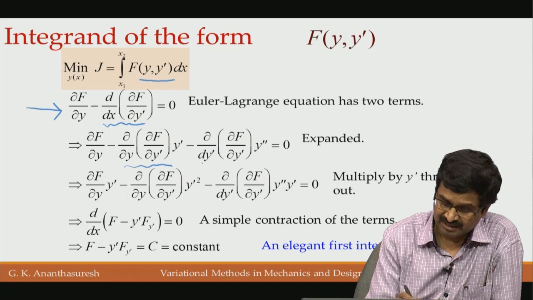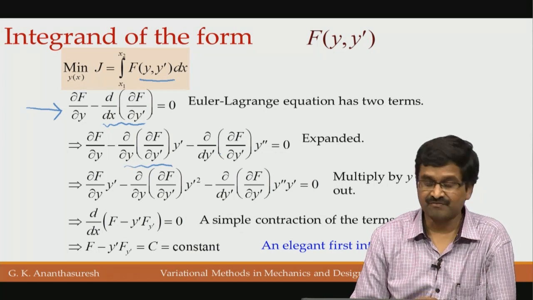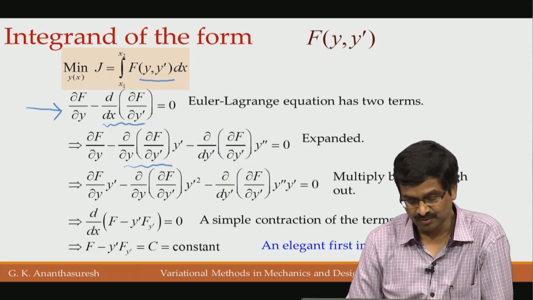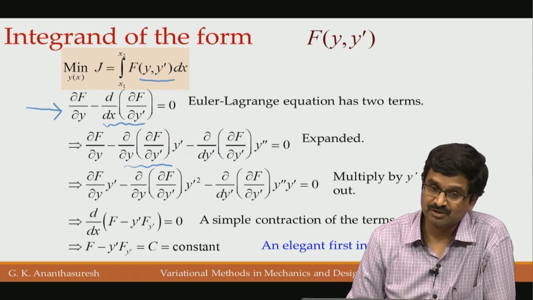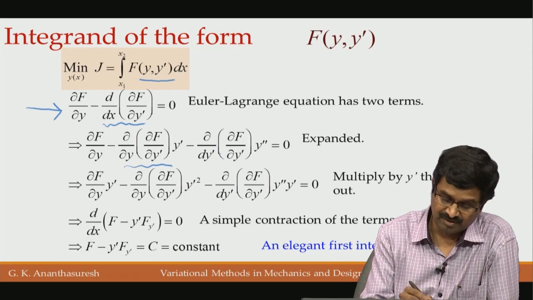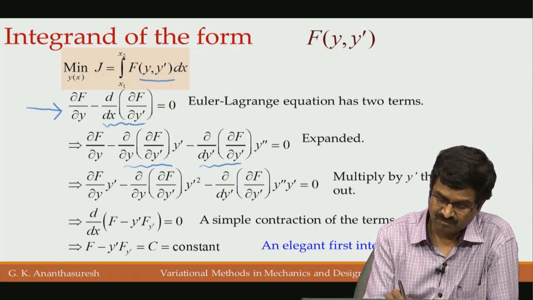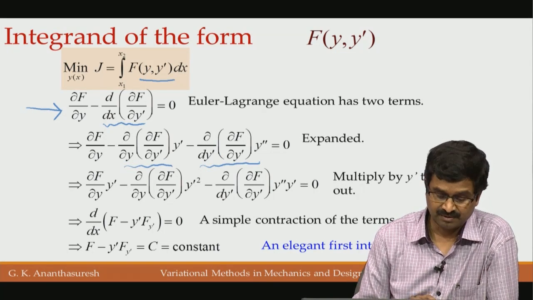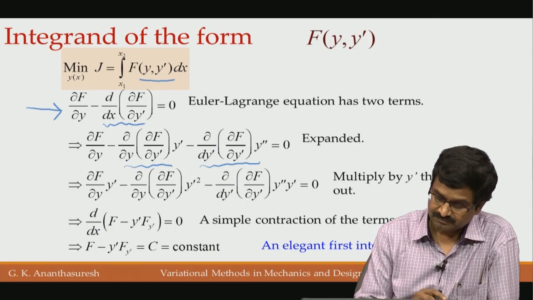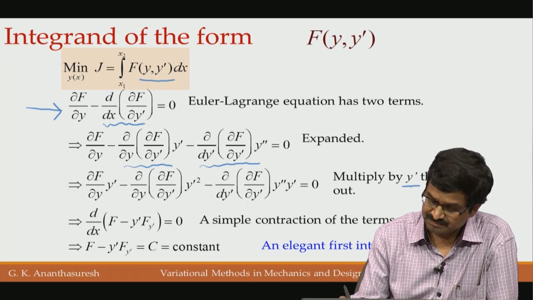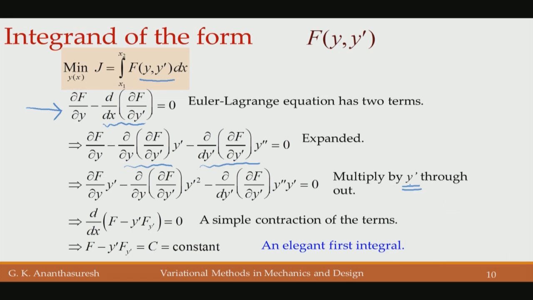And we also get the other term, ∂/∂y', because we know that f depends on y and y prime. So ∂f/∂y' also depends on y and y prime. We have done y first and then y prime next, okay. Now, this whole equation is multiplied by y prime, because something interesting comes out when you do that.